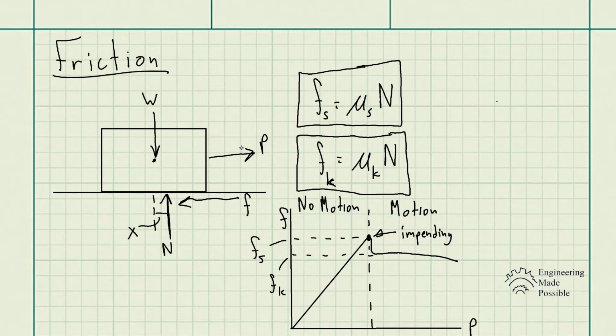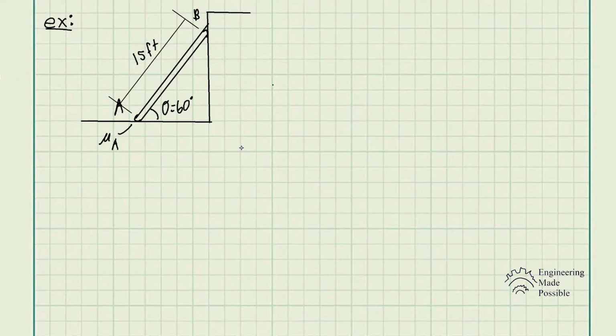So let's go ahead and do an example. For this problem statement, we have a ladder, and the ladder has a uniform weight of 80 pounds and rests against a smooth wall at point B. If the coefficient of static friction at A is equal to 0.4, determine if the ladder will slip.